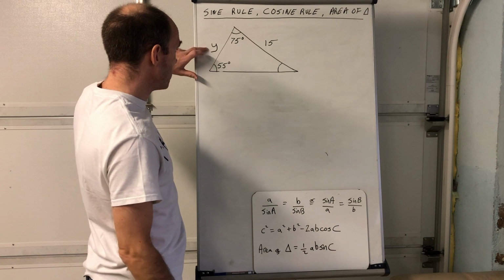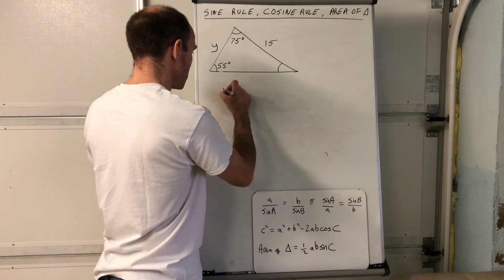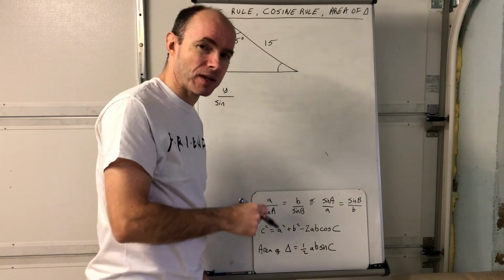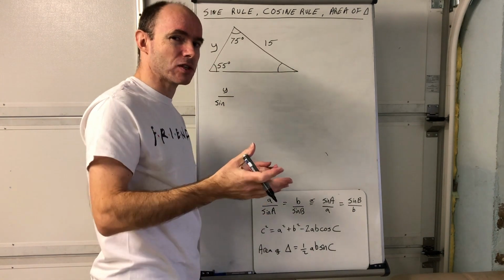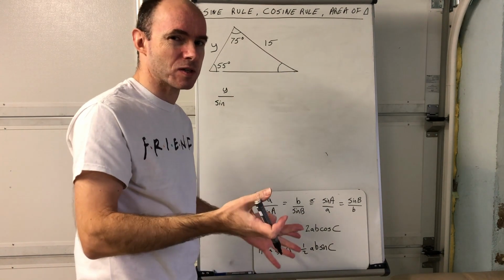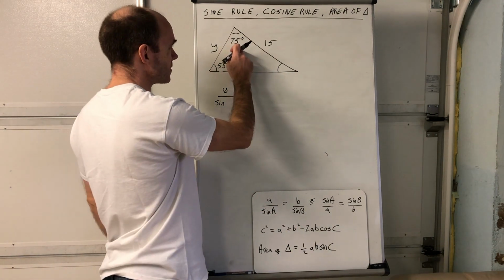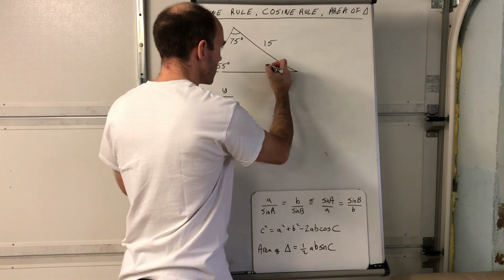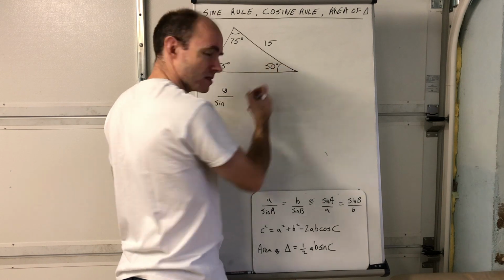Now we need to work out this. What you'll notice is we'll need to use the sine of this angle here, but we don't have it. That's no problem, because in a triangle, if you're given 2 of the angles, you can always work out the 3rd one. So it's pretty simple. We'll do that. 75 plus 55 is 130. Subtract that from 180, that must be 50 degrees. So it's quite simple.